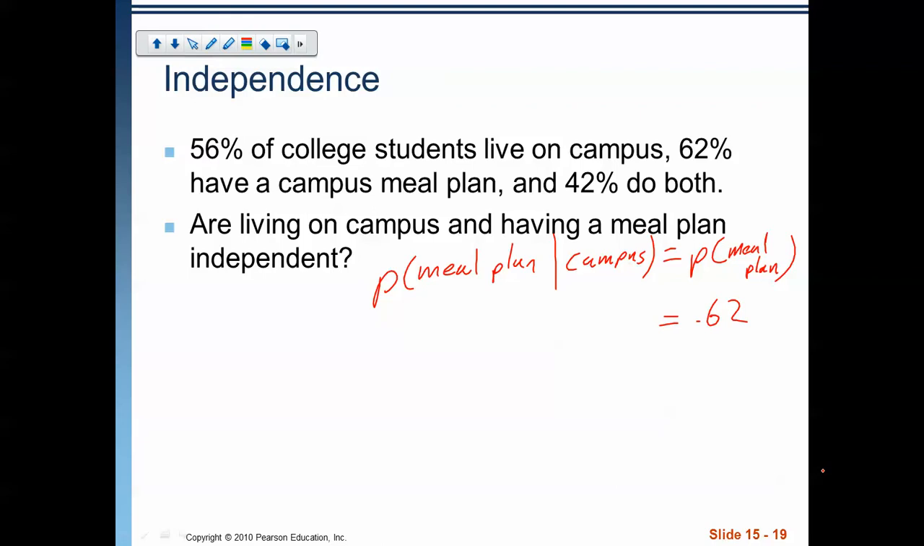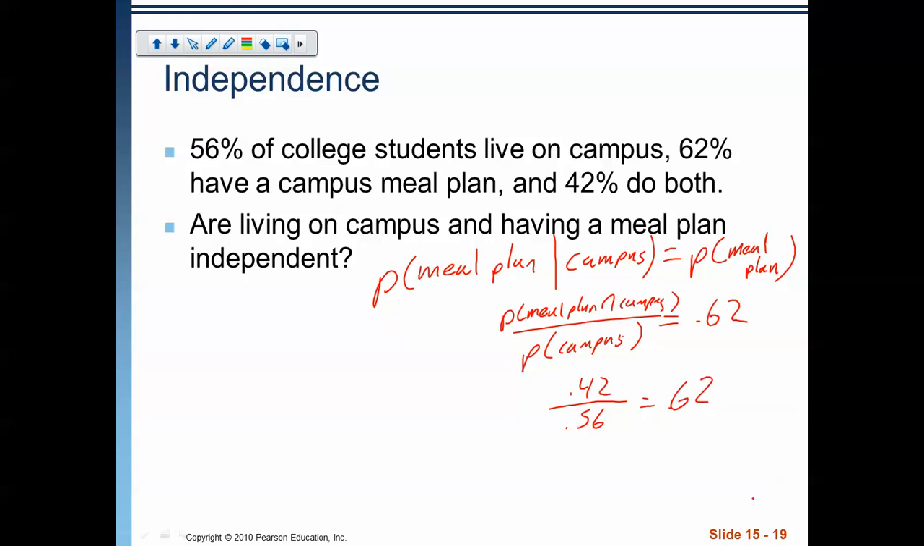Let's use the conditional probability formula to do that. P of meal plan given campus is the same as P of meal plan and campus over P of campus. So what's that information? What's the probability of meal plan and campus? 0.42. Right? That's given here. They do both. What's the probability of living on campus? 0.56. And we're saying if they're independent that those two things should be the same.